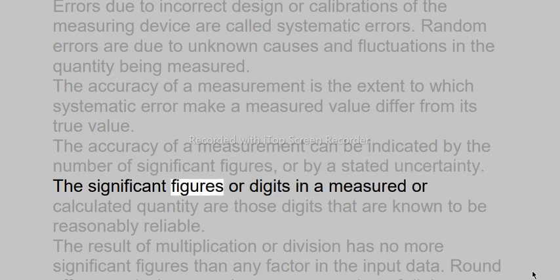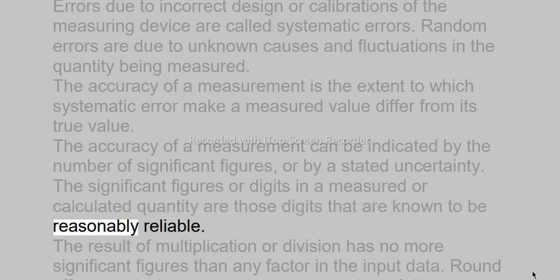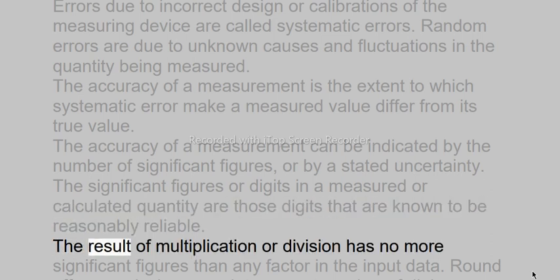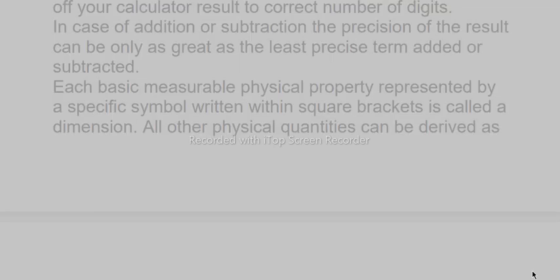The significant figures or digits in a measured or calculated quantity are those digits that are known to be reasonably reliable. The result of multiplication or division has no more significant figures than any factor in the input data. Round off your calculator result to the correct number of digits.